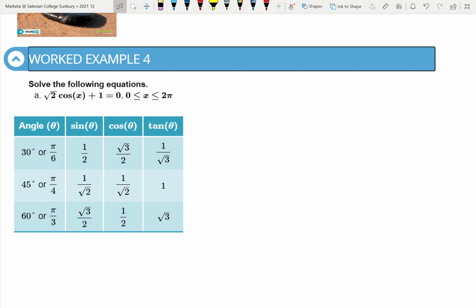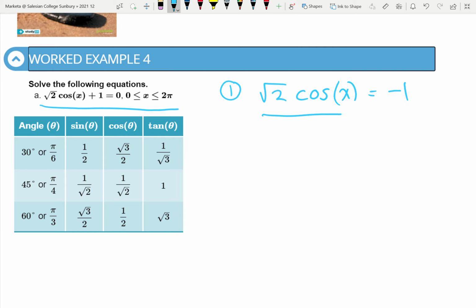So here we have our equation, root 2 cos x plus 1 equals 0, and the first thing we need to do is rearrange this so that we get the cos x by itself. So I'm going to minus 1 on both sides, which will give me root 2 cos x equals negative 1, and I'm going to divide by root 2 on both sides. So I get cos x equals negative 1 on root 2. Now I have something that I can work with really easily.